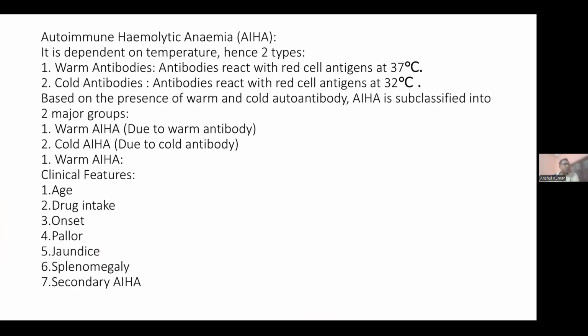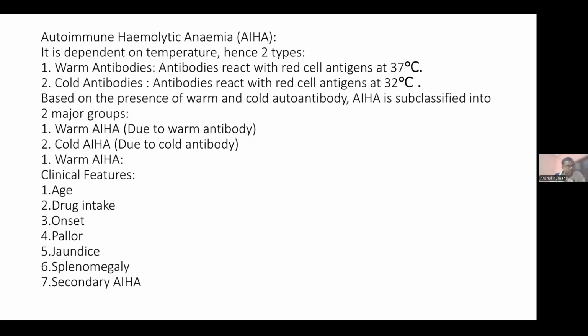So what are the warm antibodies? Warm antibodies are those antibodies which react with red cell antigens at 37 degrees centigrade. Cold antibodies are those antibodies which react with red cell antigens at 32 degrees centigrade. Now here, one important thing: the readiness with which these antibodies combine with red cell antigens is dependent on the temperature, and accordingly AIHA has been classified into two types, warm antibodies and cold antibodies.